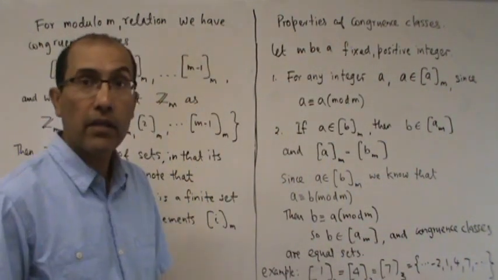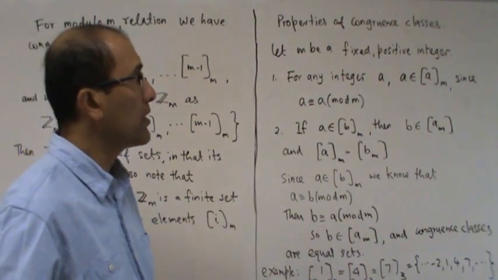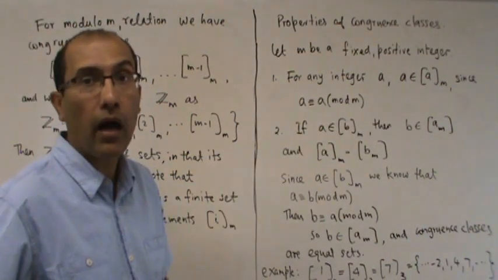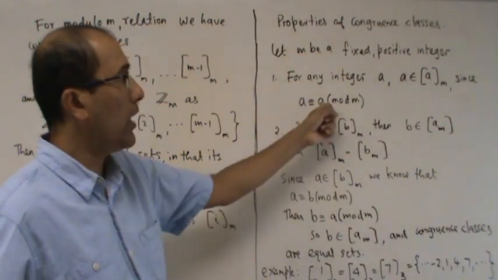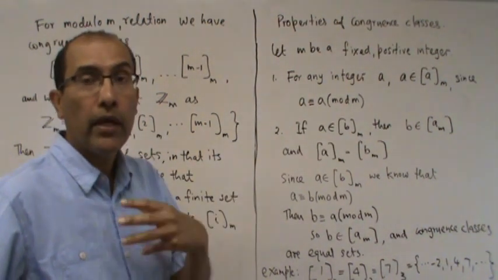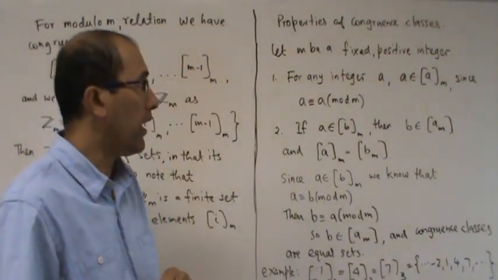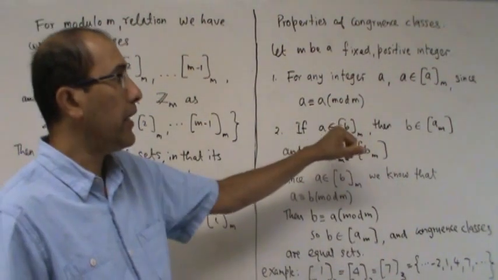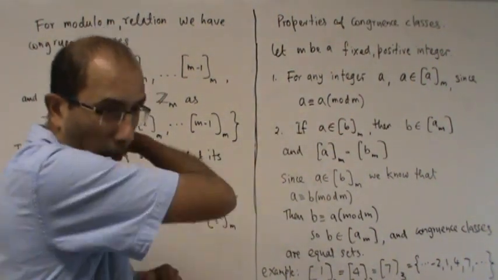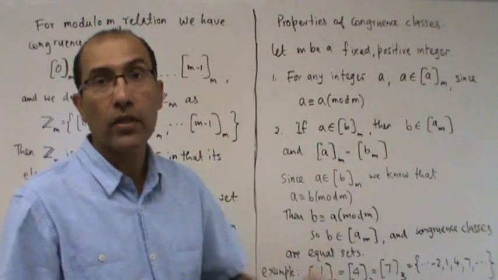So we can look at some of the properties of these congruence classes. Let m be a fixed positive integer. Then any integer a must belong to its congruence class, because a is related to a. We know that a minus a is divisible by m. So any integer is related to itself, therefore any integer is in its own equivalence class. If a is in the congruence class of an integer b, then that integer b must also be in the congruence class of a.